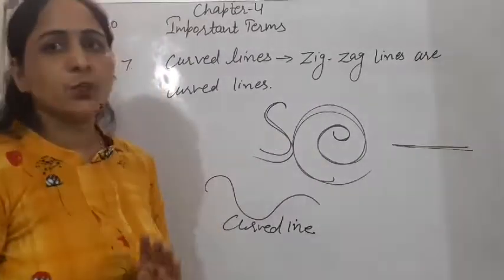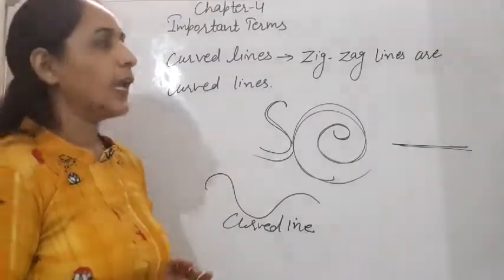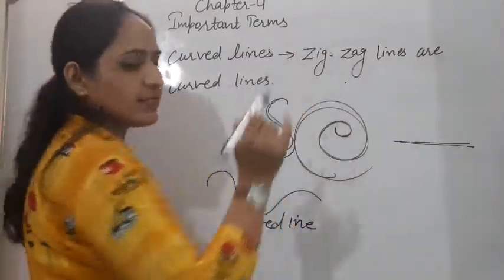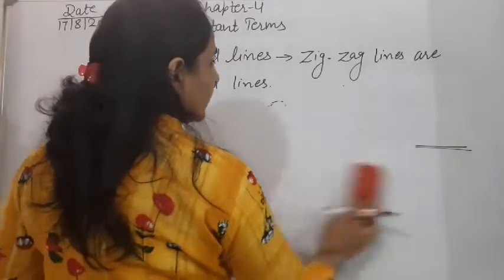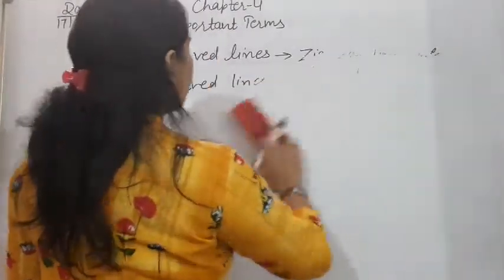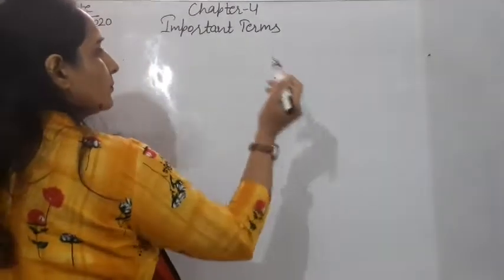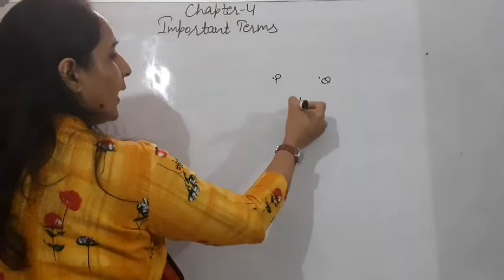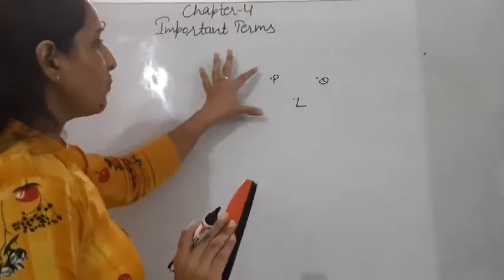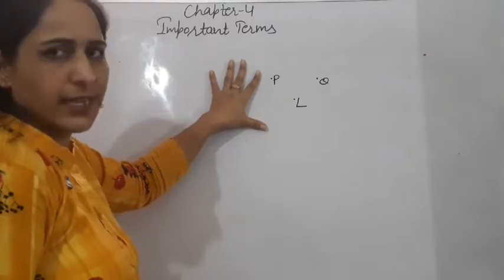Clear? First is the point. What is the point? A point is made with the help of the tip of your pencil. Clear? We make this one and we give it a name like X, Y, Z. You make it like this: P, Q, L. Clear? This is the point. It is so small, or you can say it has no size.